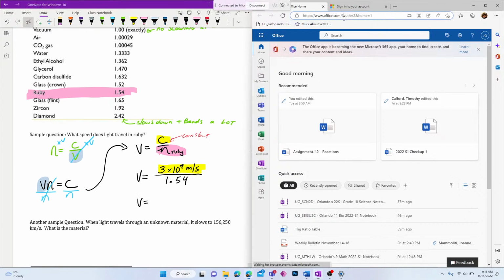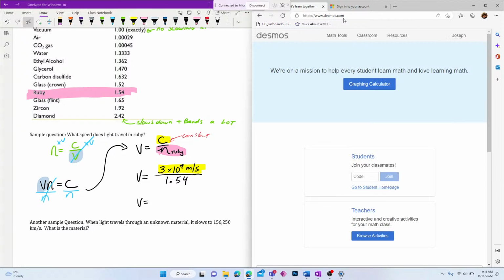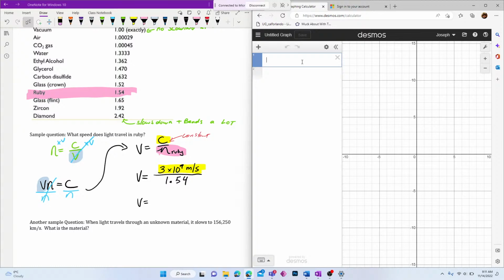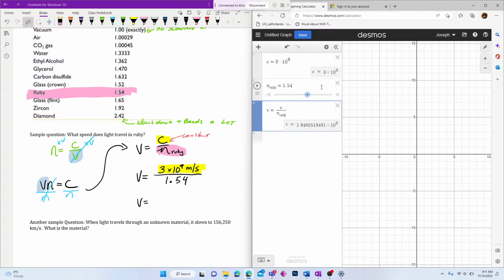And so I could go to Desmos, which is my favorite calculator. And I could say C equals 3 times 10 to the exponent 9. And I could say N of ruby is equal to 1.54. And then I could just say V equals C over N of ruby. I could also just punch the numbers in, but it makes me happy to do it this way. I feel very fancy. I feel like a fancy boy.